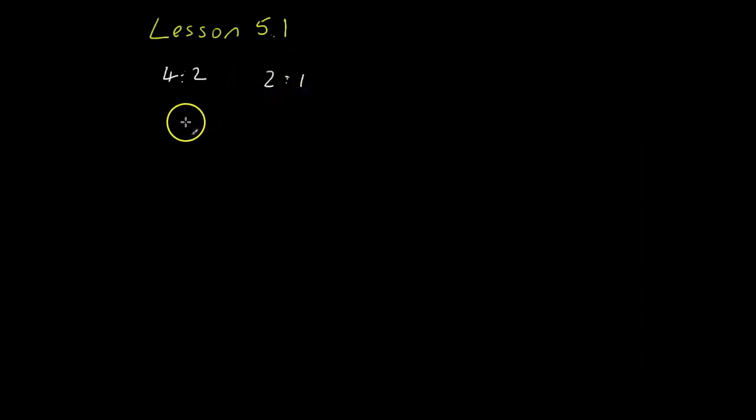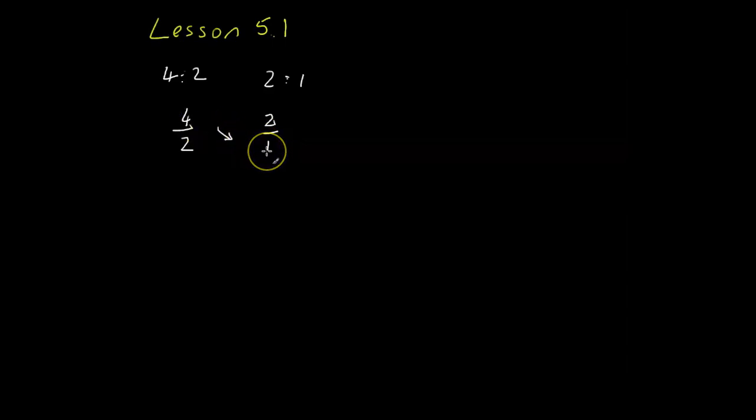So the first thing we do is we write them as a fraction. So 4:2 is written as 4/2, and then 2:1 is written as 2/1. And now we have a little technique to calculate and see if they are proportionate to each other. So what we do is we cross multiply the numerator of the one with the denominator of the other ratio.